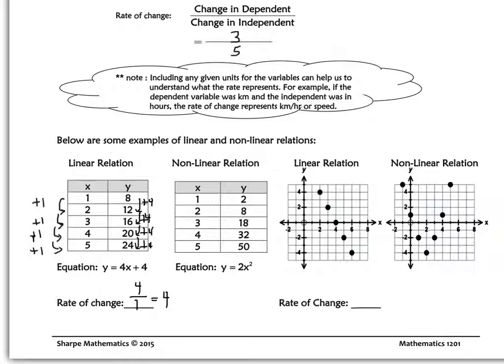If you look at the next example, the nonlinear relation here, the x's are going up by 1s all the way down. But if you look at the y's, the first one goes up by 6. From 2 to 8 is a change of 6. But then from 8 to 18 is a change of 10. So right away we can stop now, because we know that even though the x's are going up by 1s, the y's aren't going up by the same amount each time. So it's not a linear relation. And if you look at the equation that was used to generate that table, it's y equals 2x squared.